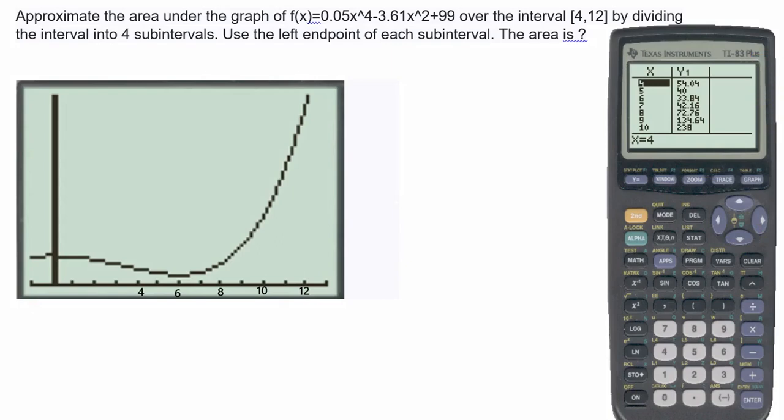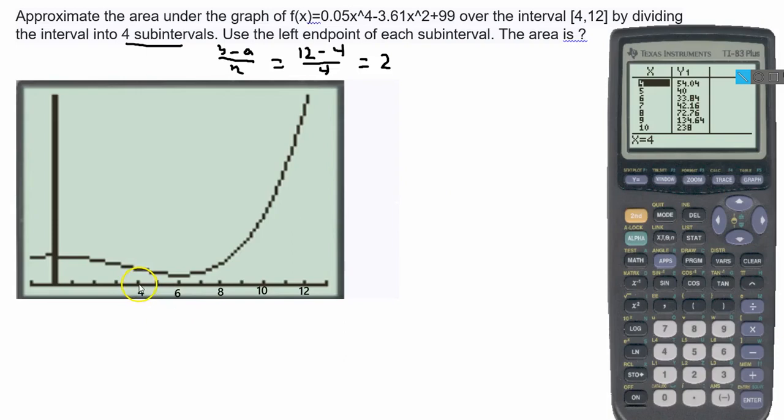But first of all, I think what I'm going to do is divide the interval into 4 subintervals. So I'm going to take b minus a over the number of subintervals, which is 4. So it'd be 12 minus 4 all over 4, which is going to be 8 over 4, which is 2. And that's going to be the length of my subintervals.